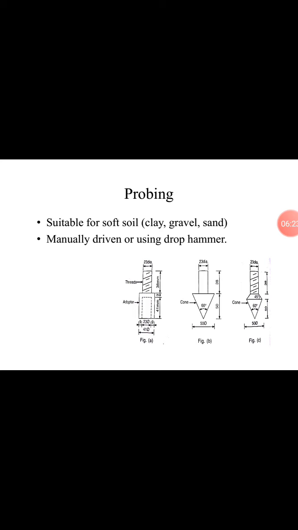Now next is probing. Probing is suitable for soft soil. Which type of soil? In soft soil we include clay, gravel and sand, and here a manually driven or drop hammer is used. Three figures are given, and different manually driven hammers are seen in the figures.